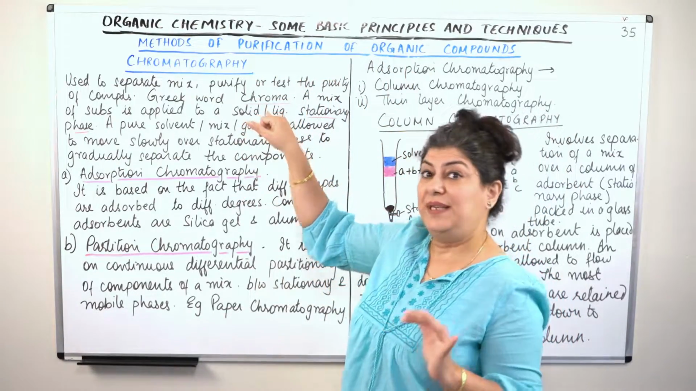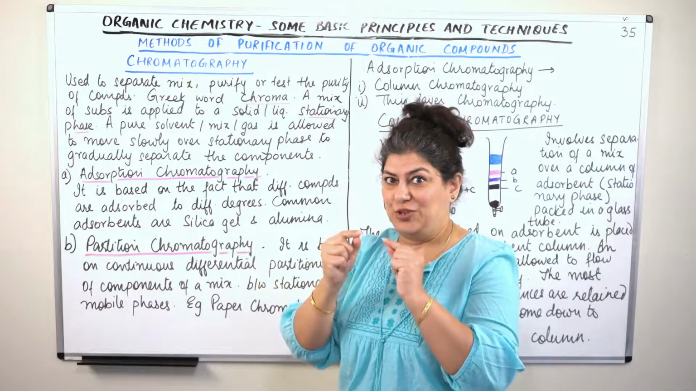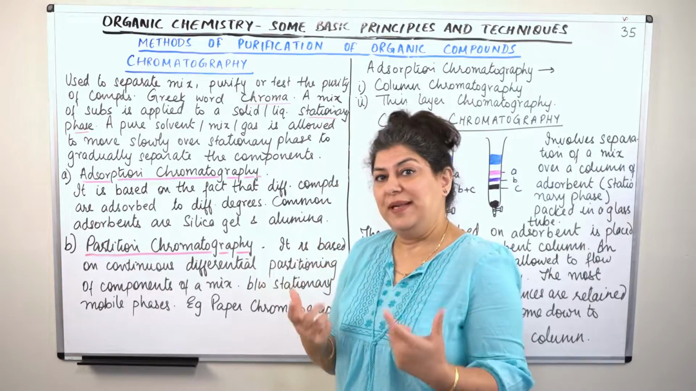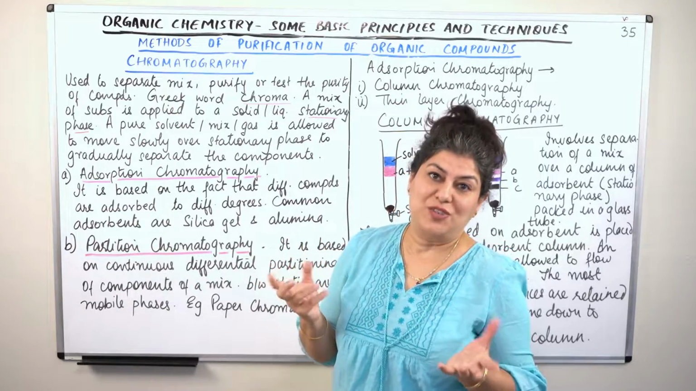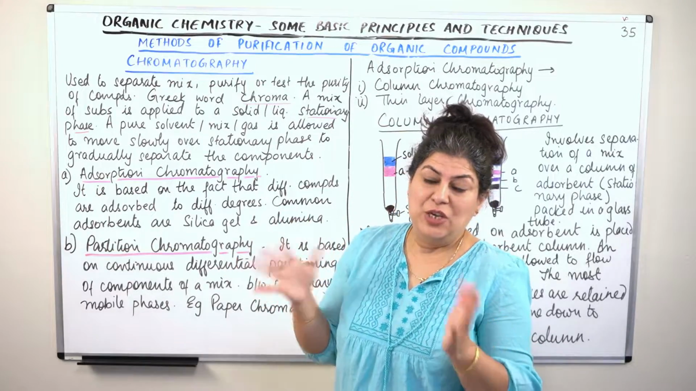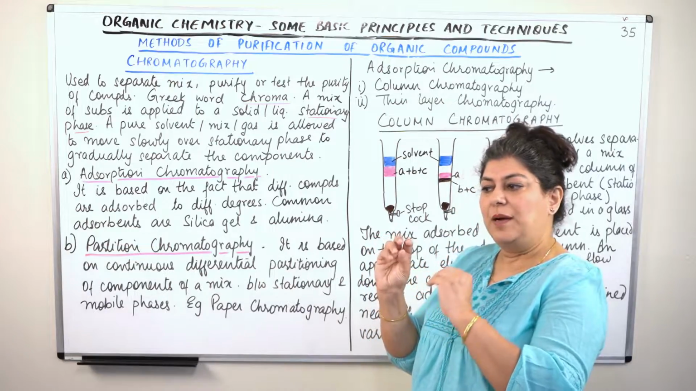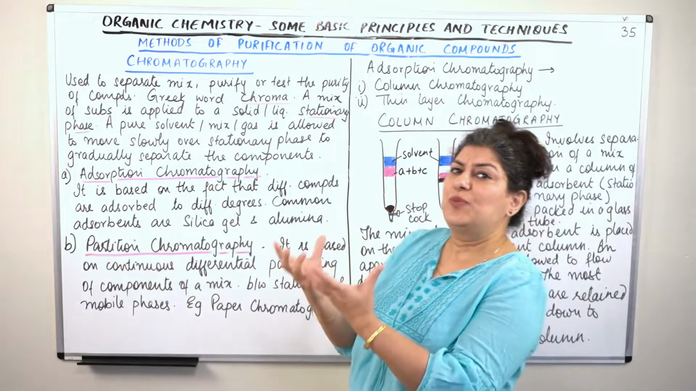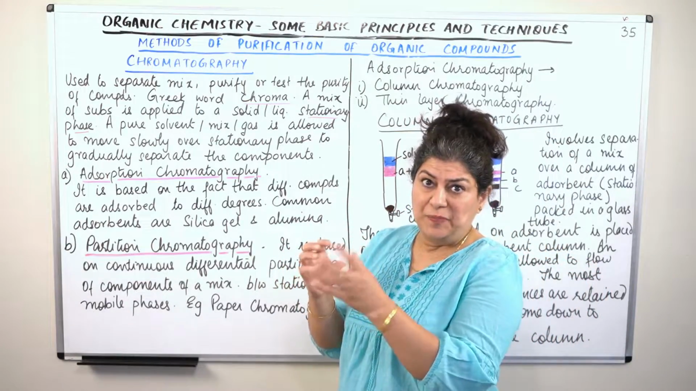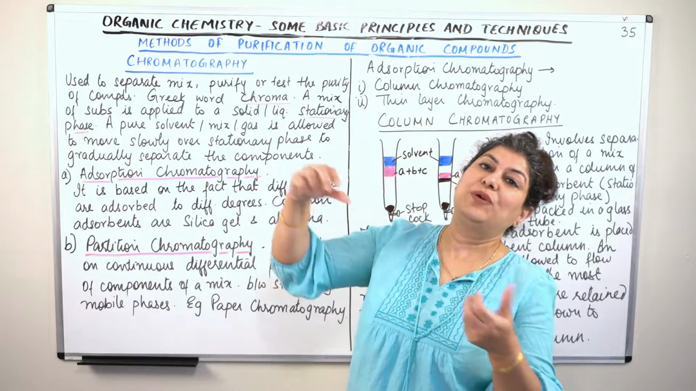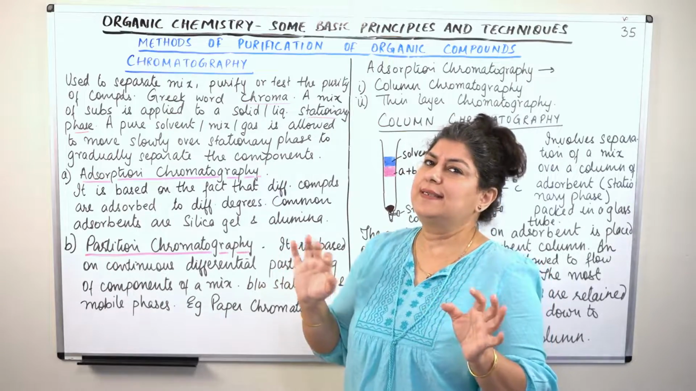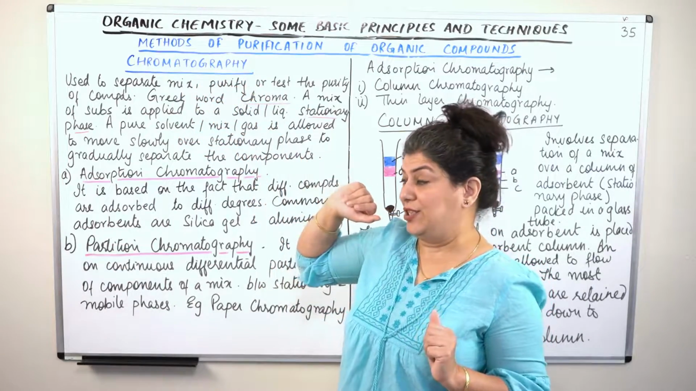And chroma means color. So how do you relate the two? It is a method that is based on separating compounds that have different colors, based on their color. So either the compound is colorless and it reacts with something which gives it color, or it is a colorful compound. It itself has color and you can separate it using a certain technique which is known as chromatography.